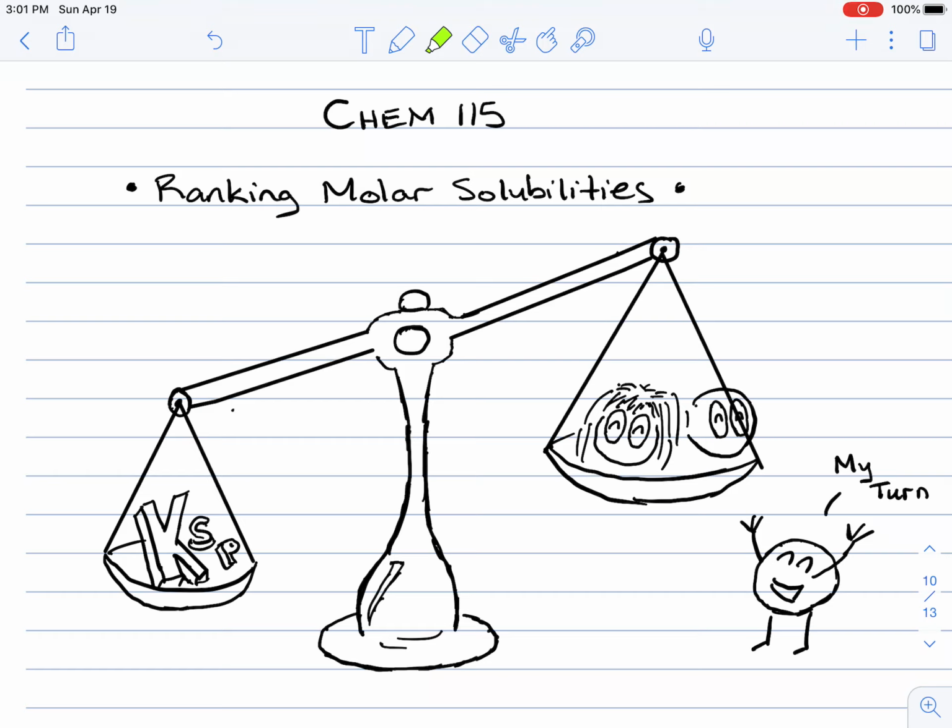In this lecture video, we are going to learn how to rank the molar solubilities for a given set of substances. By ranking the molar solubilities for these substances, we're going to be able to understand which slightly soluble, mostly insoluble substance is going to be more soluble compared to another. So let's get started.